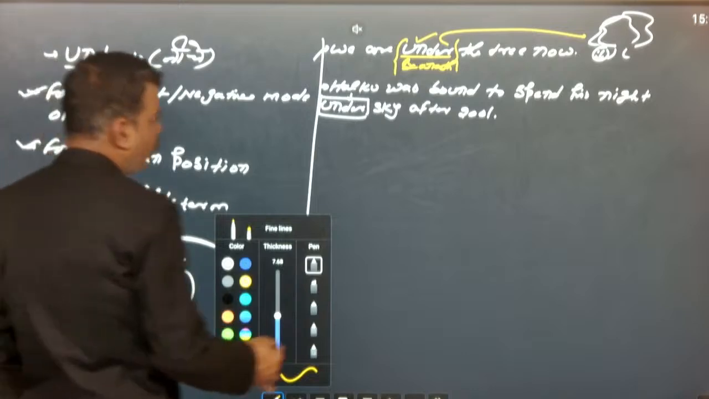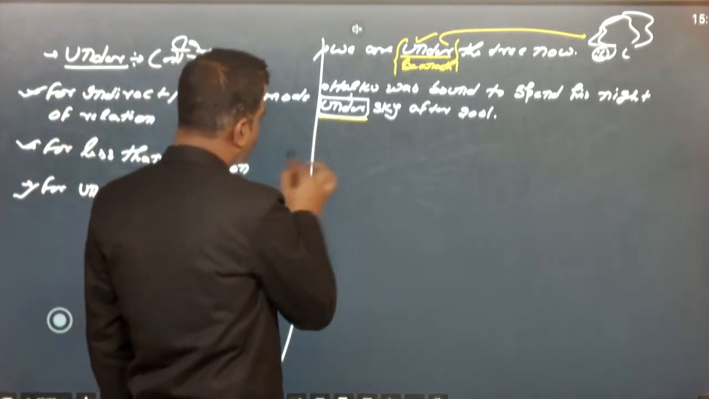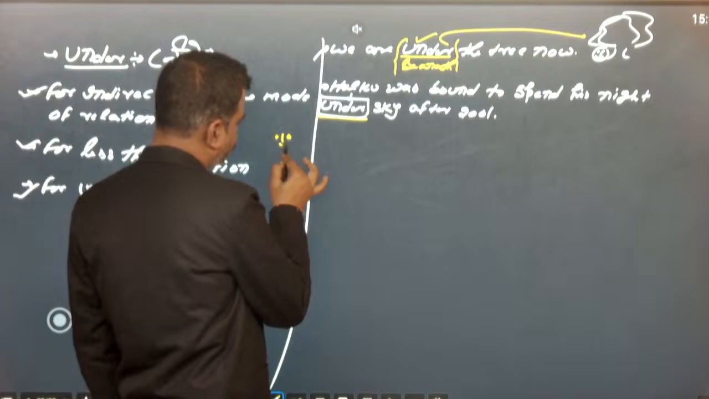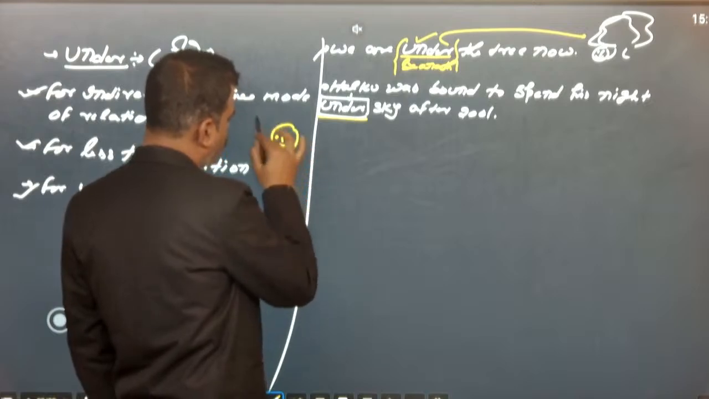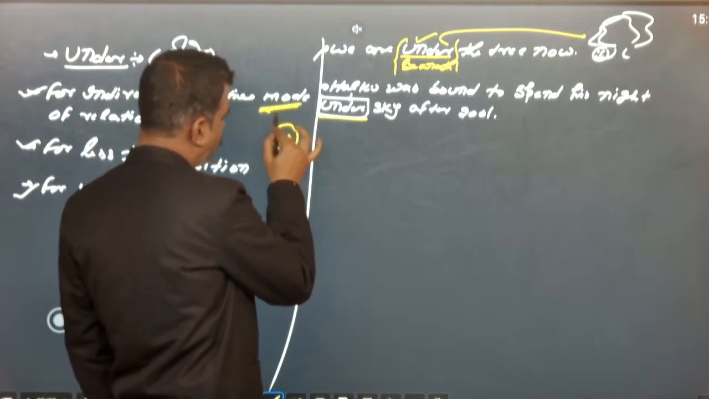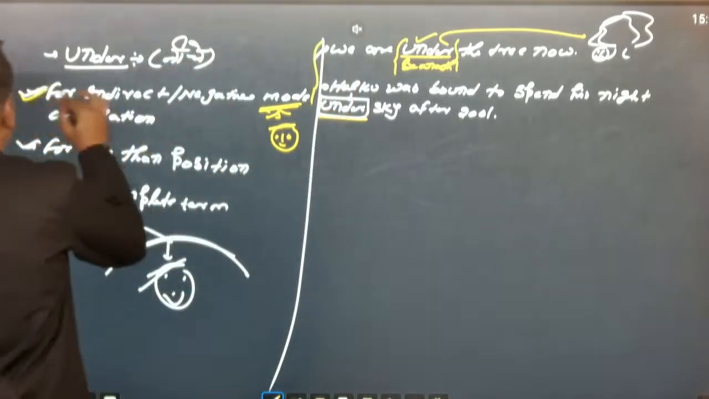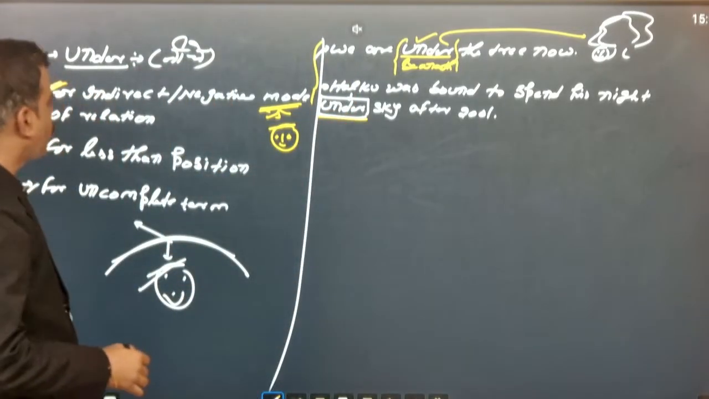So remember my words. If we are using under, it means we are in this position. If the fan is above, we use under. This is the first one, indirect negative mode of relation.